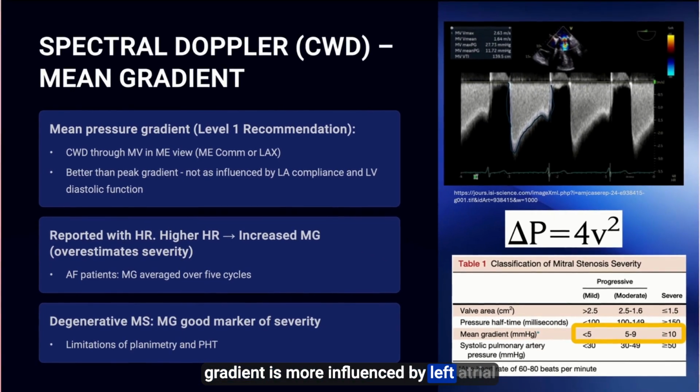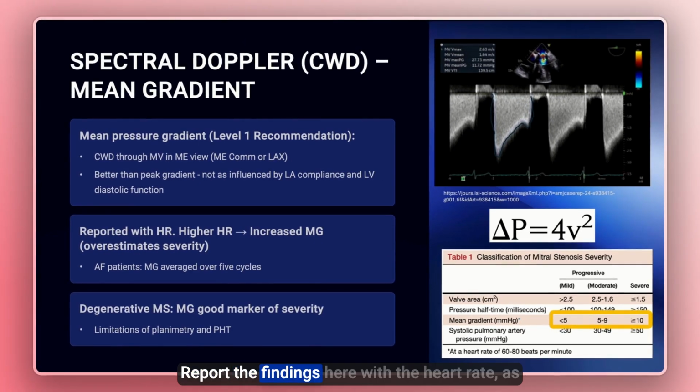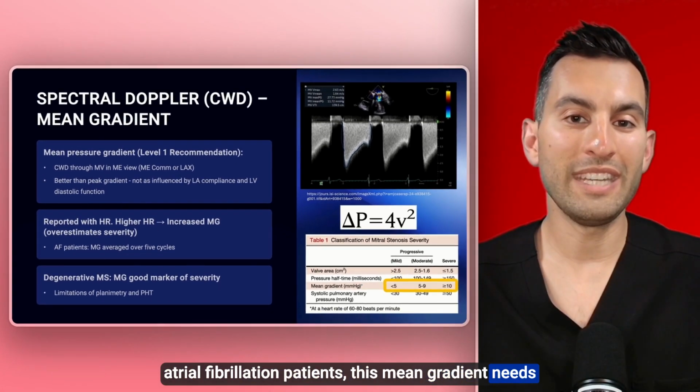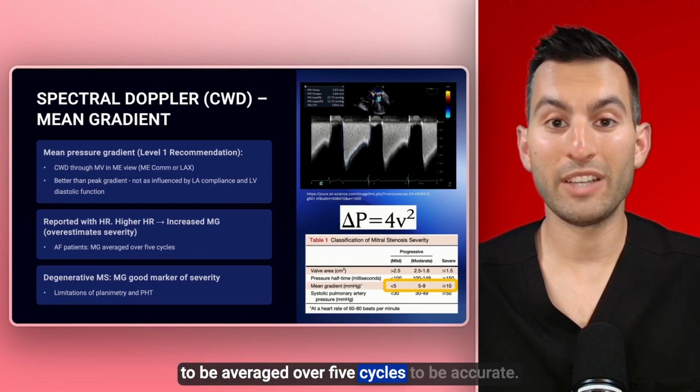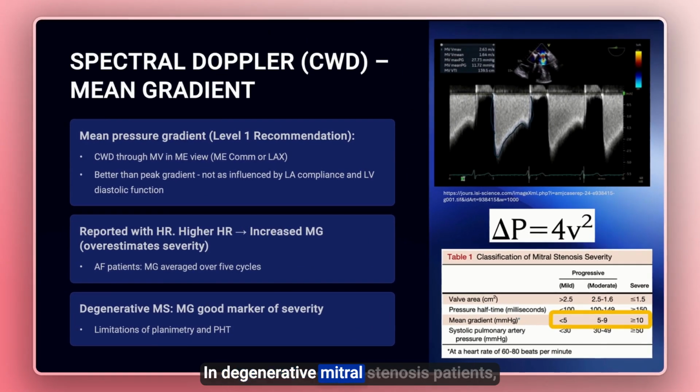more influenced by left atrial compliance and LV diastolic function. Report the findings here with the heart rate, as that higher heart rate can increase the mean gradient and overestimate valve severity. And in atrial fibrillation patients, this mean gradient needs to be averaged over 5 cycles to be accurate. In degenerative mitral stenosis patients, mean gradient is a good marker of valve severity, as there's some significant limitations to planimetry and pressure half time in degenerative mitral stenosis patients.